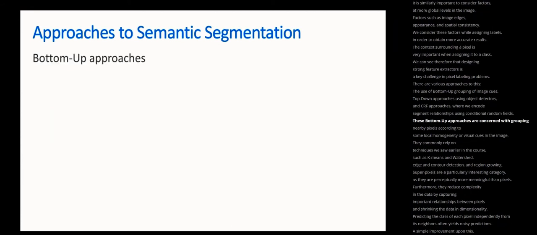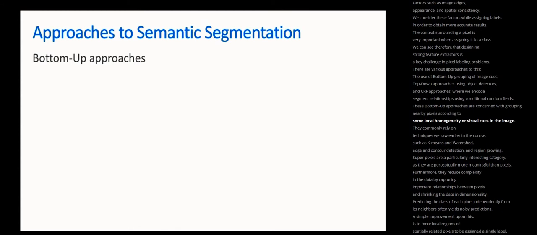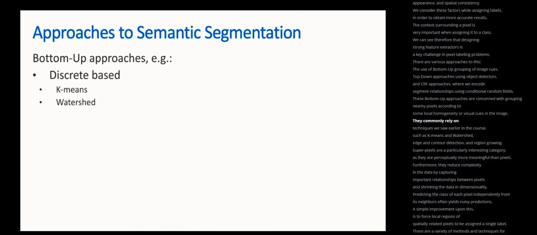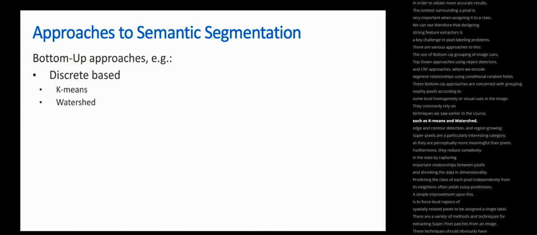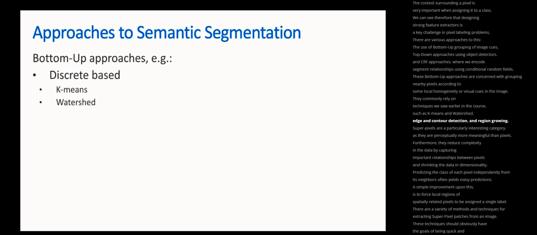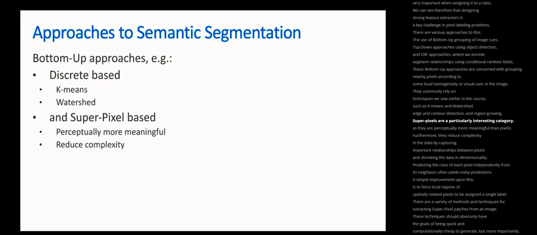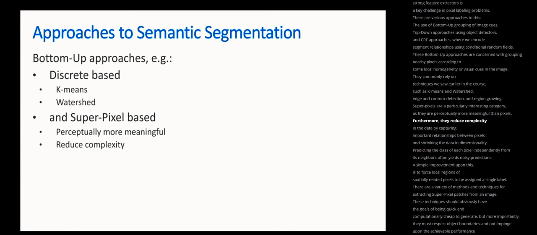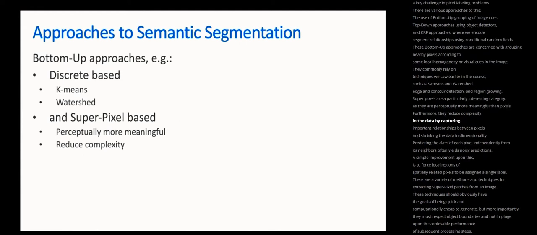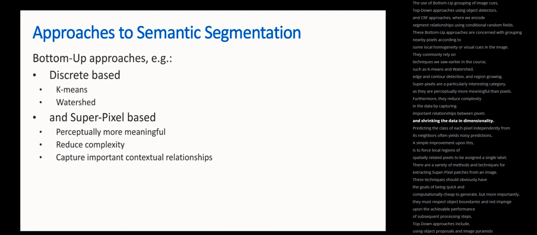These bottom-up approaches are concerned with grouping nearby pixels according to some local homogeneity, or visual cues in the image. They commonly rely on techniques we saw earlier in the course, such as k-means and watershed, edge and contour detection, region growing. And superpixels are a particularly interesting category, as they are perceptually more meaningful than pixels. Furthermore, they reduce complexity in the data by capturing important relationships between pixels and shrinking the data in dimensionality.